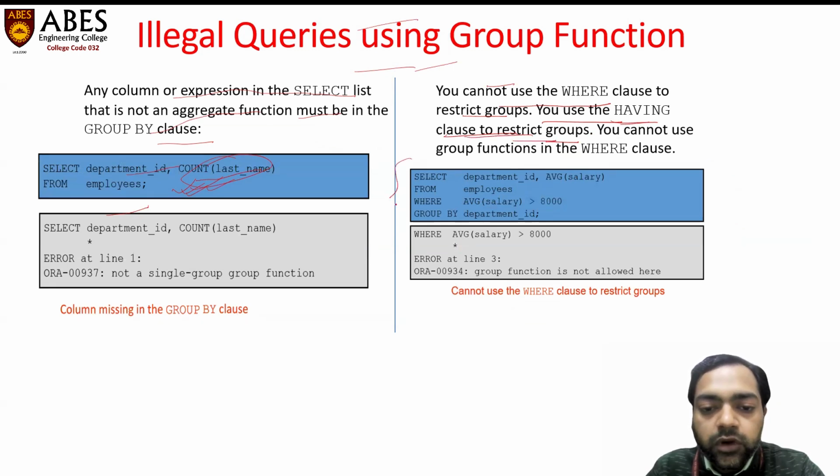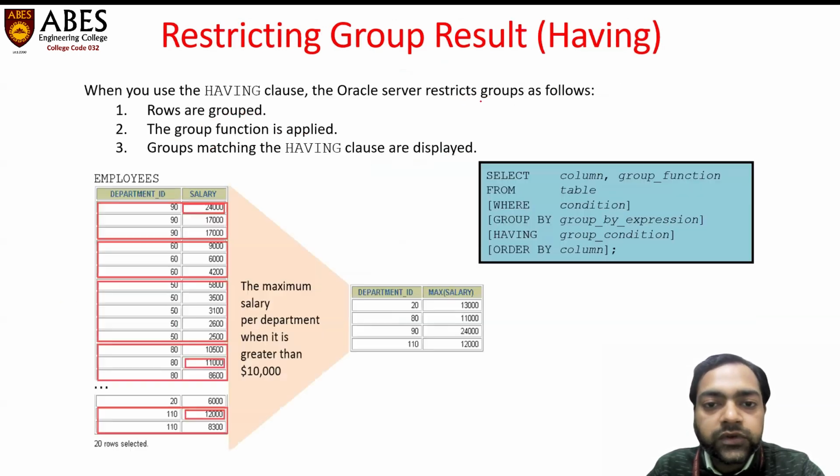So basically if we talk about this, here we have used department ID and average salary from employee, and till now we have a correct syntax. Now where average salary is greater than 8,000, will it be correct? No. In the where clause we cannot use the aggregate function. Here we have used group by department ID, and if we need to restrict this particular group, we need the having clause instead of the where clause. And the having clause will be used after the group by clause, right? So this will be the illegal query using grouping function.